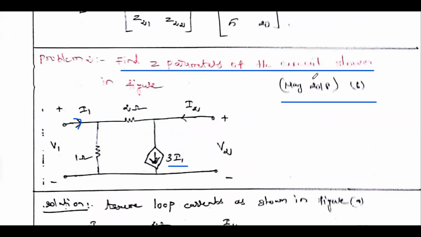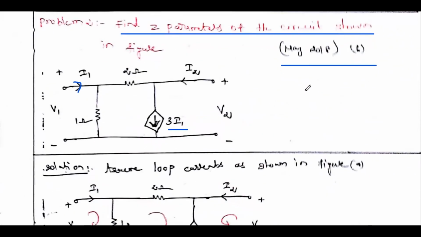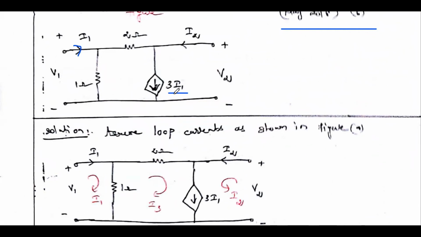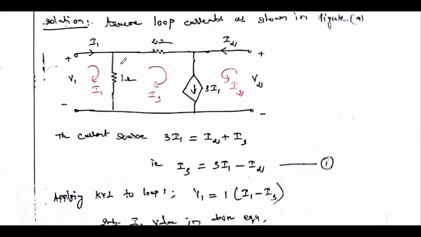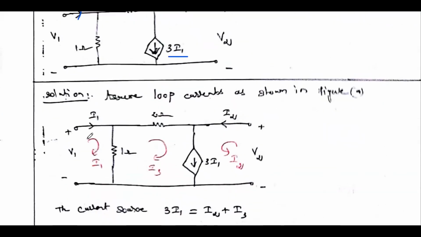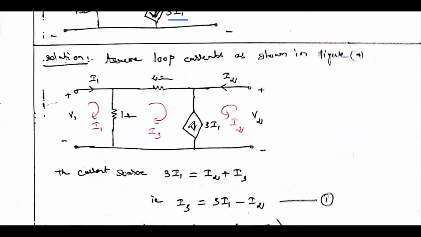This problem is a 6-mark question in May 2018. So now we are going to solve this problem. We may use any one of the methods above. Take our given diagram. In this diagram, there are 3 loops. In the previous question there were only 2 loops, but in this question there are 3 loops. This is the input port 1 dash, and this is the output port 2 dash. The voltage applied across the input port is V1. The voltage applied across the output port is V2. This is I1 you mark, and this is the current I2.